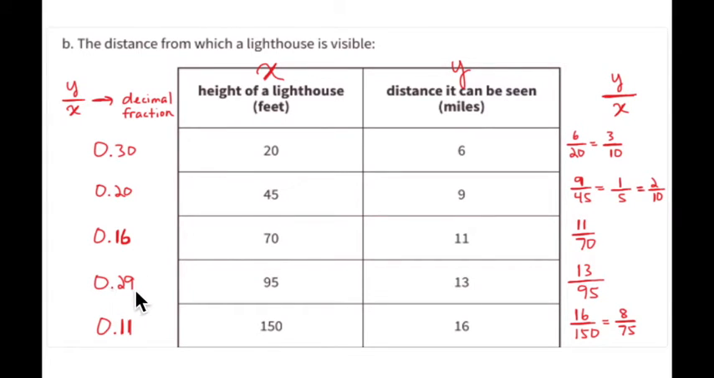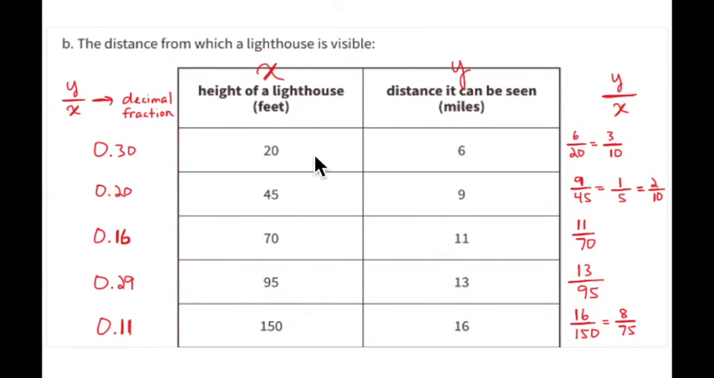Looks like there might be a mistake here because it goes 30, 20, 16, 11, and this, so these are all decreasing. That ratio is decreasing. This one is different. So I wonder if there's a mistake there. So you might check that. But the point is that it's not constant. So there's no constant proportionality.